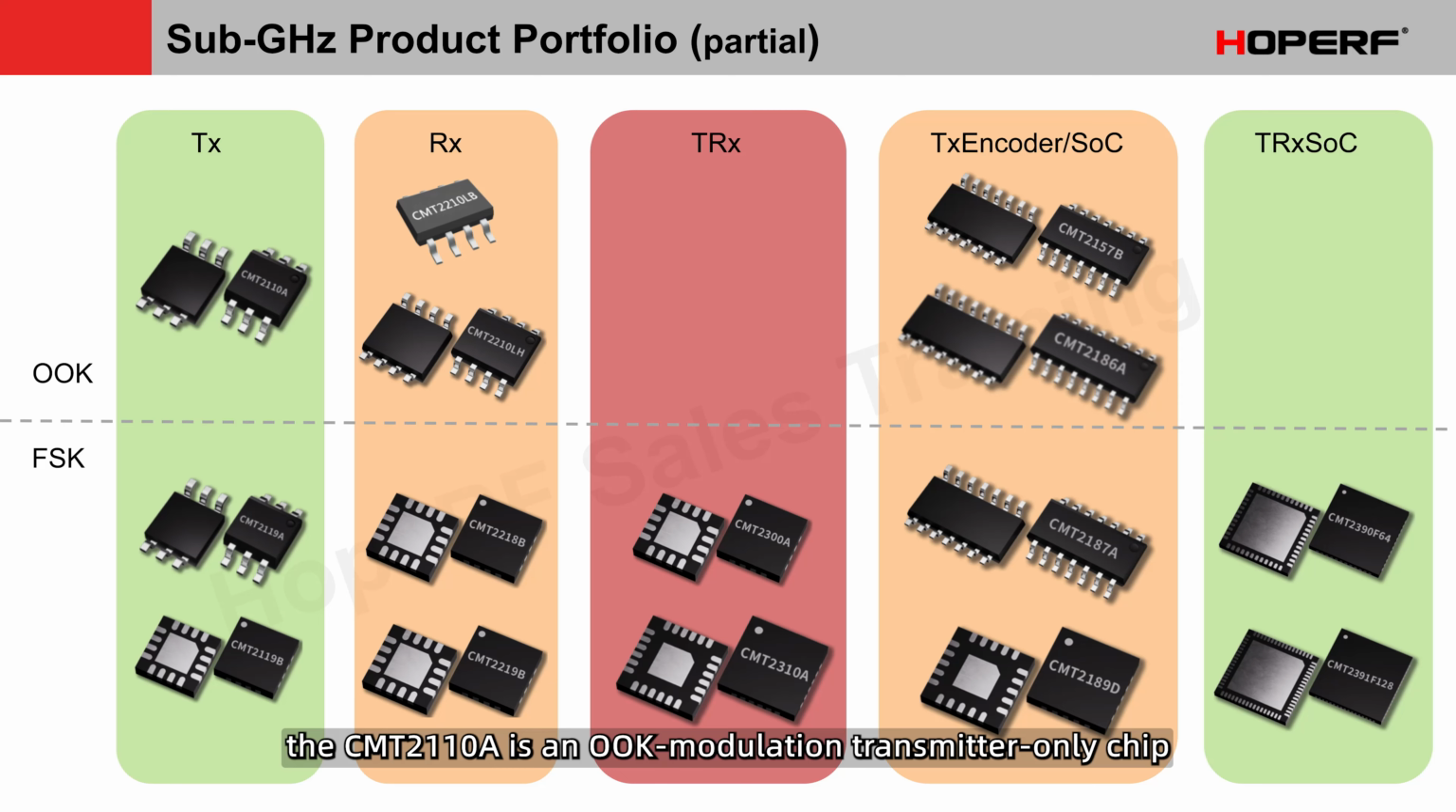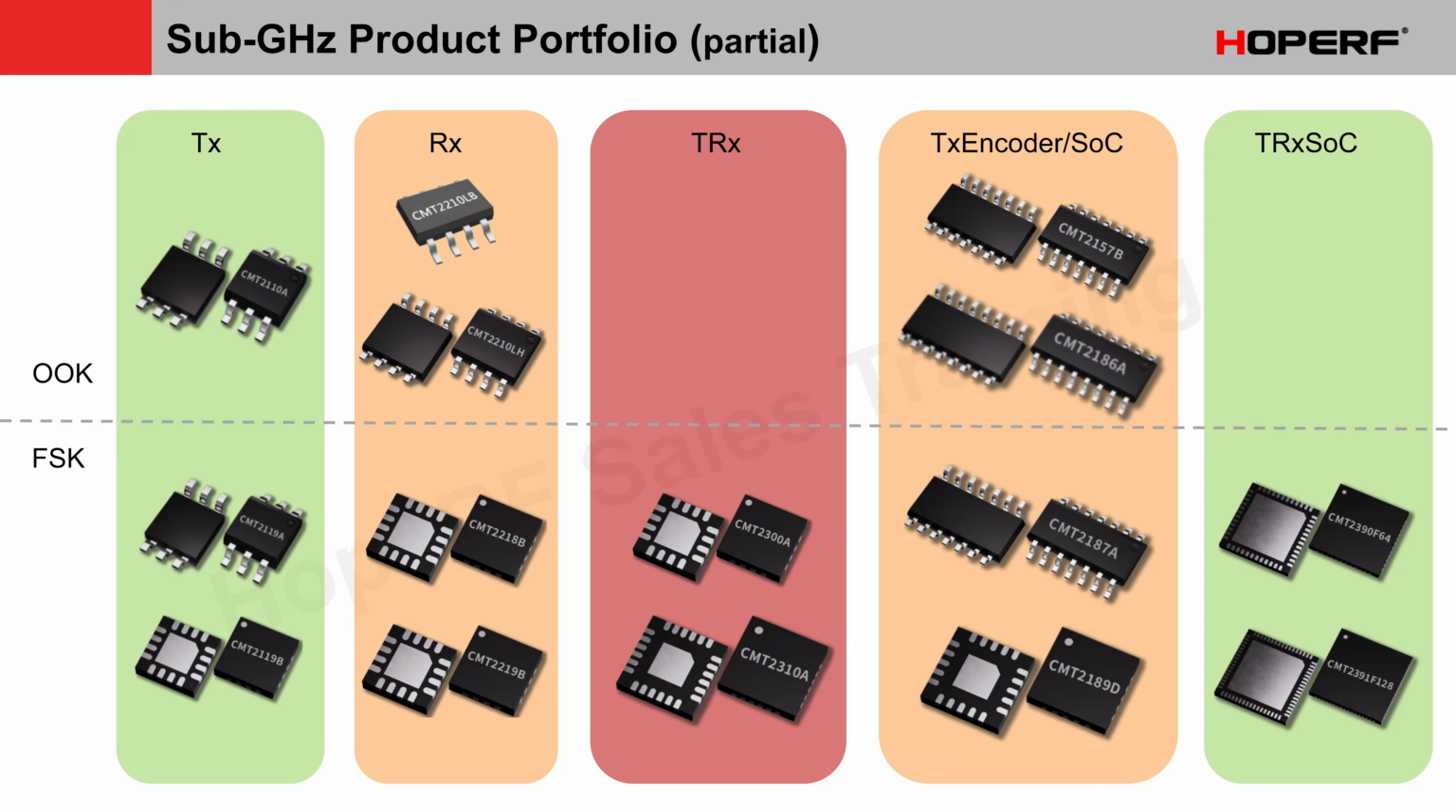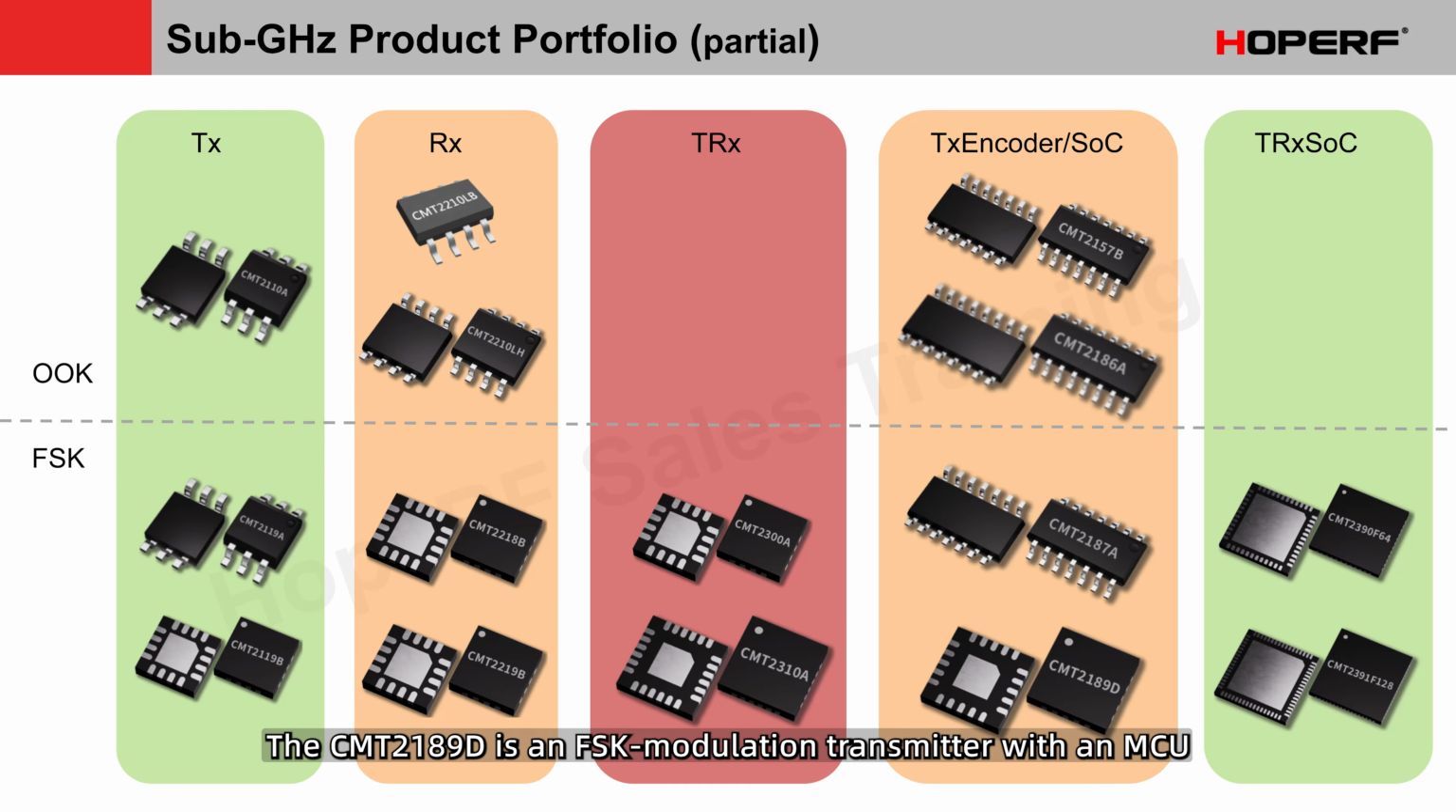CMT2110A is an OOK modulation transmitter-only chip. The CMT2210LB is an OOK modulation receiver-only chip. The CMT2300A is an FSK modulation transceiver chip. The CMT2189D is an FSK modulation transmitter with an MCU. And the CMT2390F64 is an FSK modulation transceiver with an MCU.